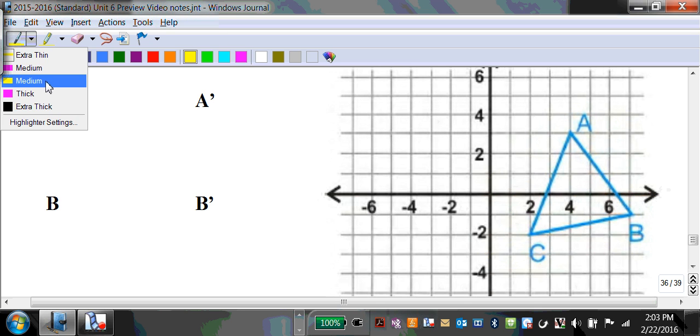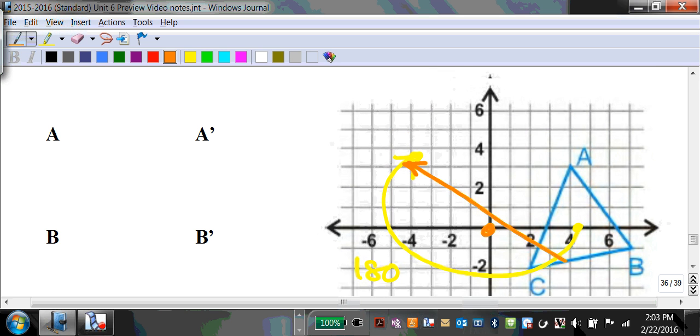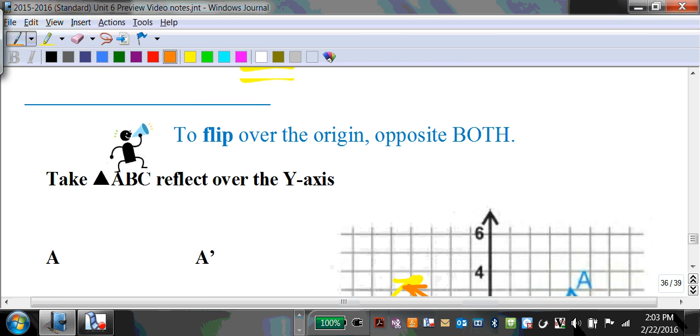Okay, so just draw this very lightly. If we take this, and if we rotate it 180 degrees, you can see you're going to end up right over here somewhere. Right? 180. And then here's your origin. If we flip through the origin, do you see you're going to end up right at the same place? So flipping over the origin and rotating 180 is exactly the same thing. Make sure you understand that.